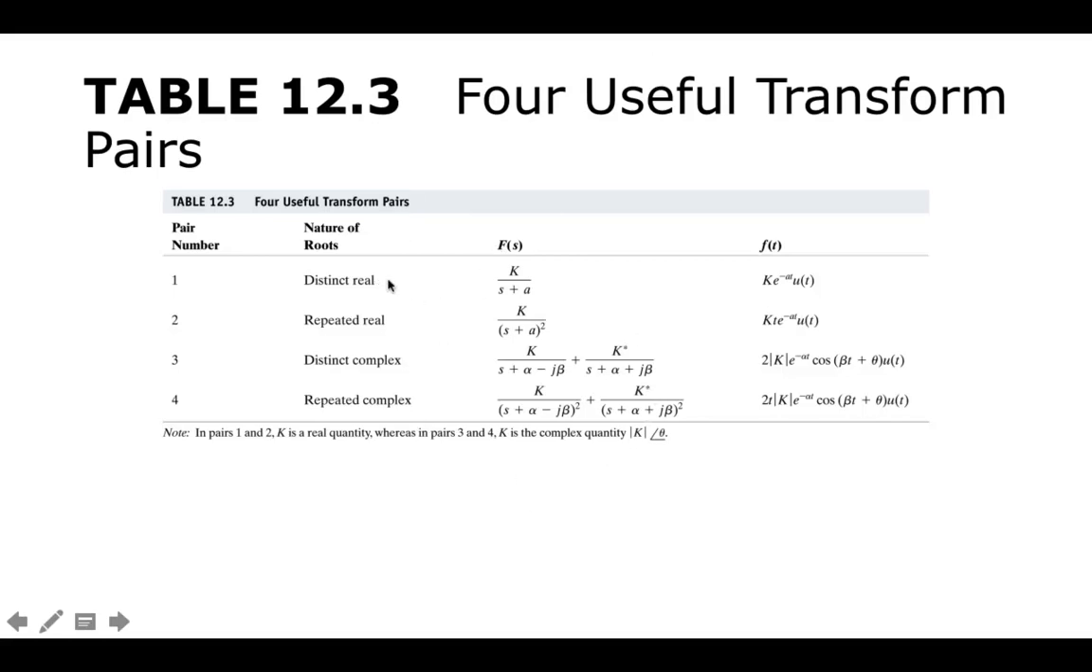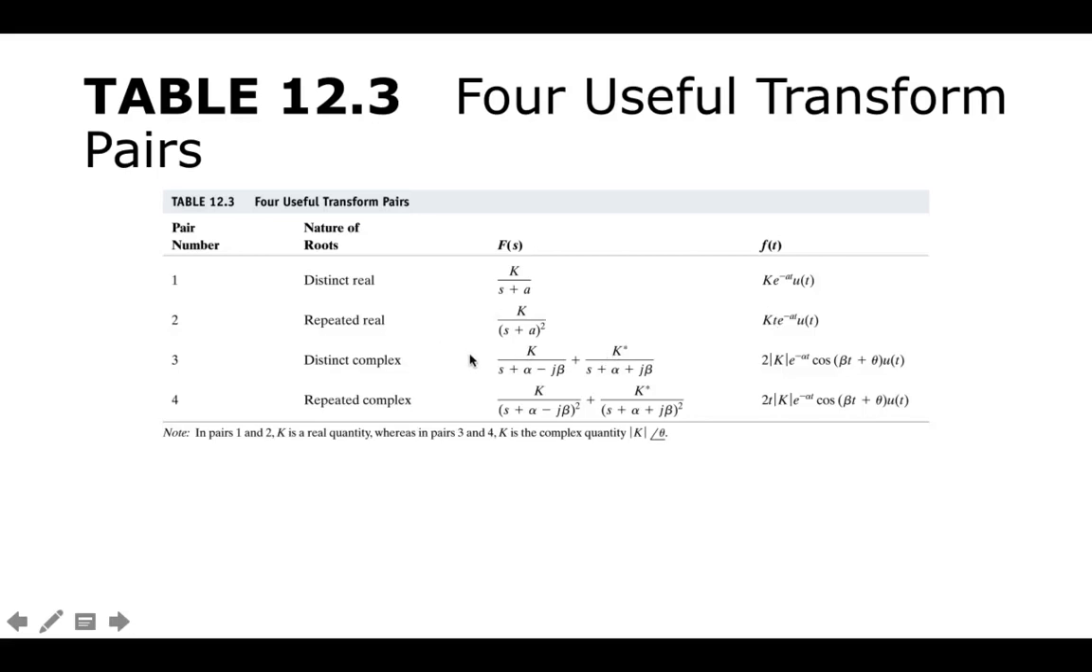So we've looked on the table at what happens if we have distinct real roots. We have some constant over s plus a, and that inverse transforms into this e to the minus at. If this is squared, it's going to generate a t here. And by the way, if this was cubed, we would have a t squared. But we haven't really looked at complex conjugate pairs.